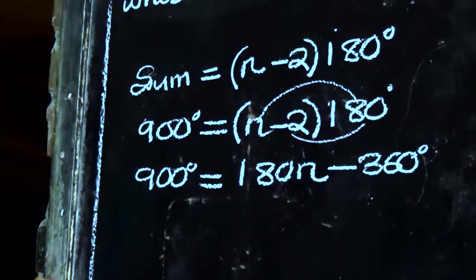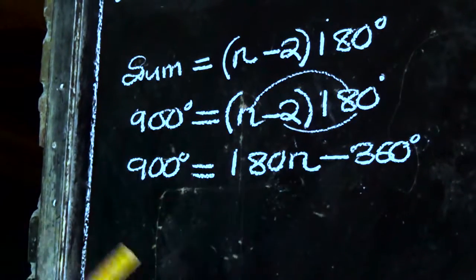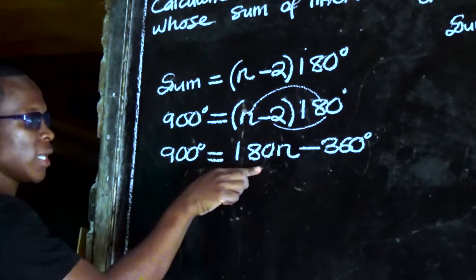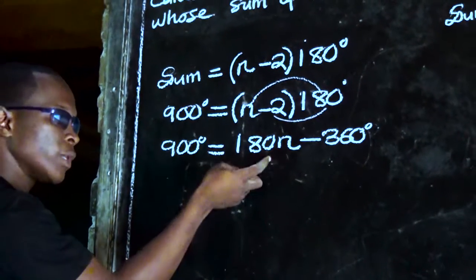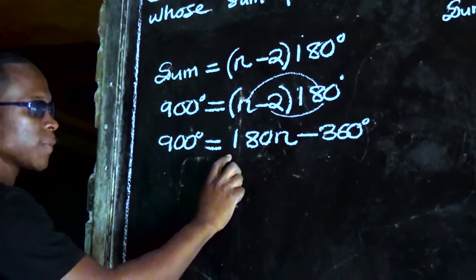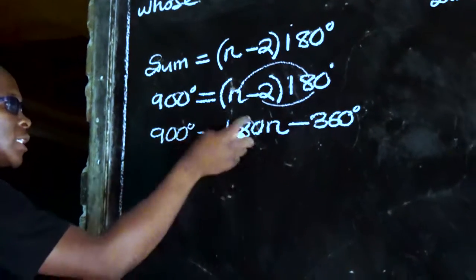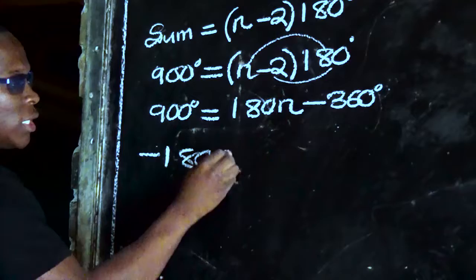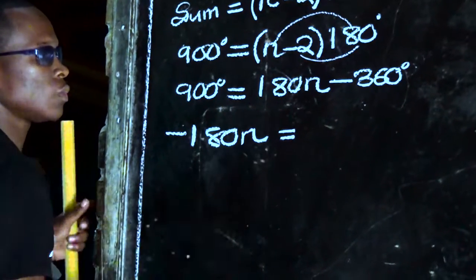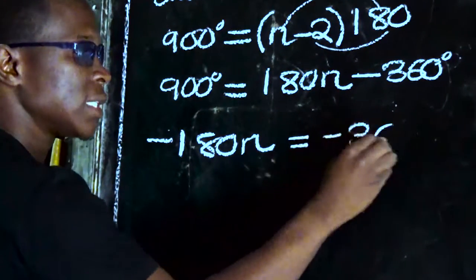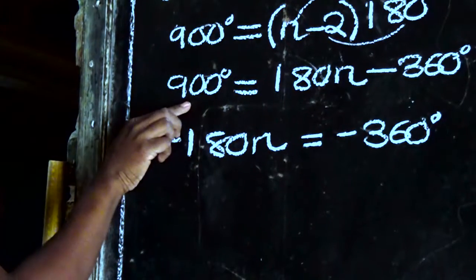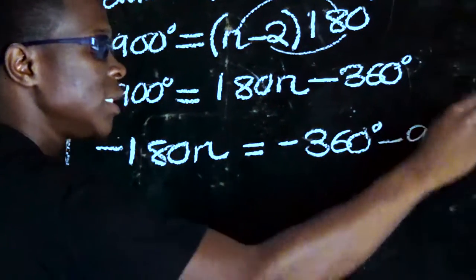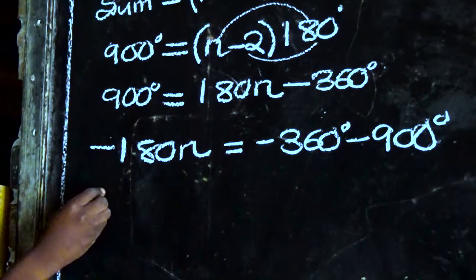Are we together? Yes. Then at this level, we're going to write like terms. So this 180n, when we transpose, is positive, right? When we transpose positive 180n to the other side, we're going to have negative 180n, is equal to, then you have negative 360 degrees this side. The 900 is positive; when you transpose it, it becomes negative 900 degrees this side.